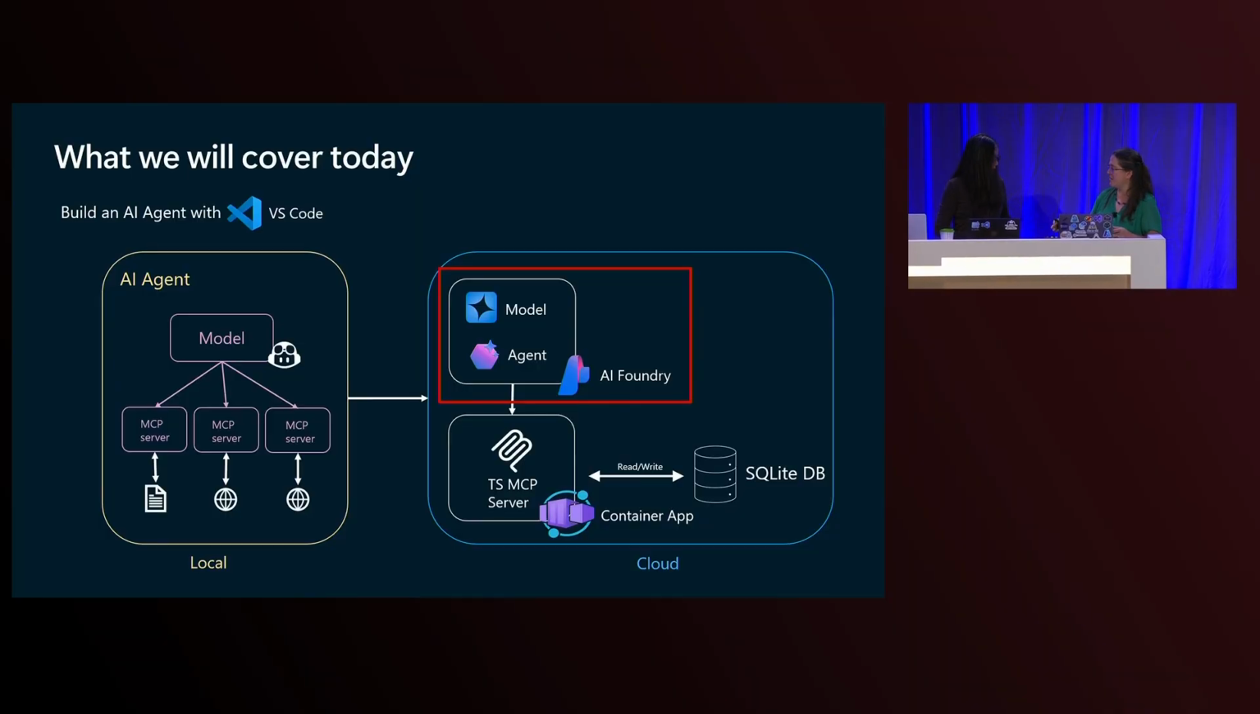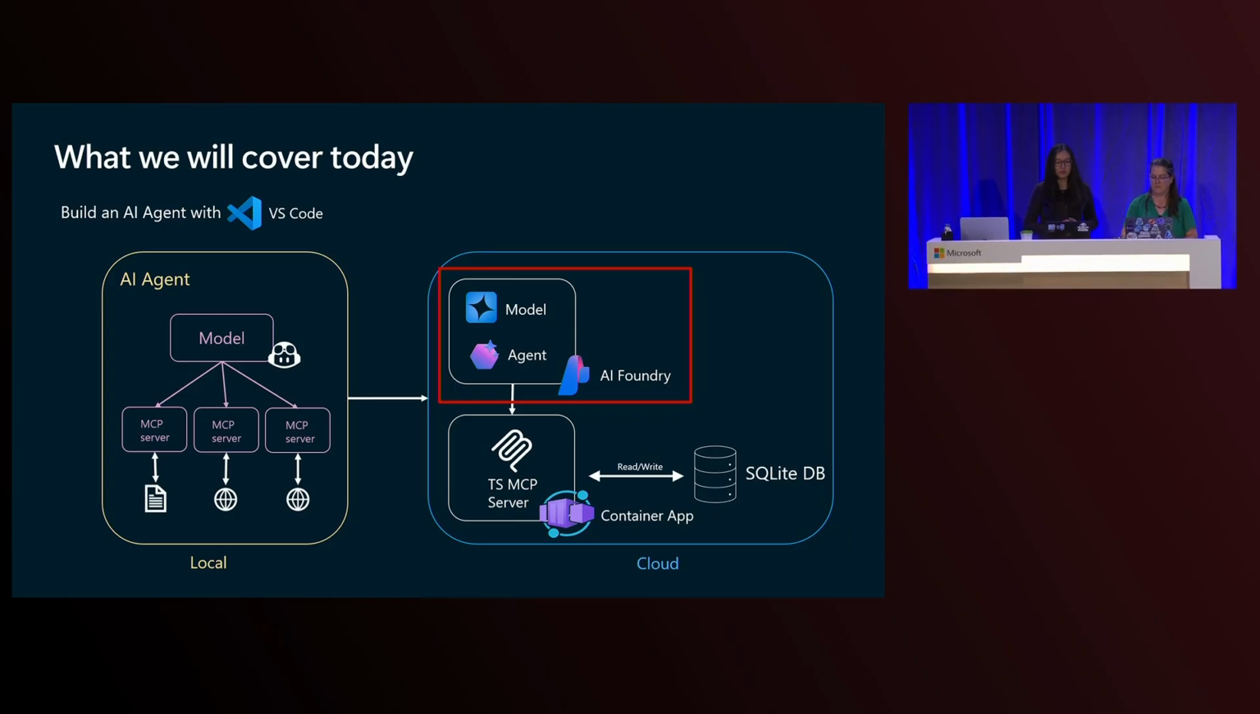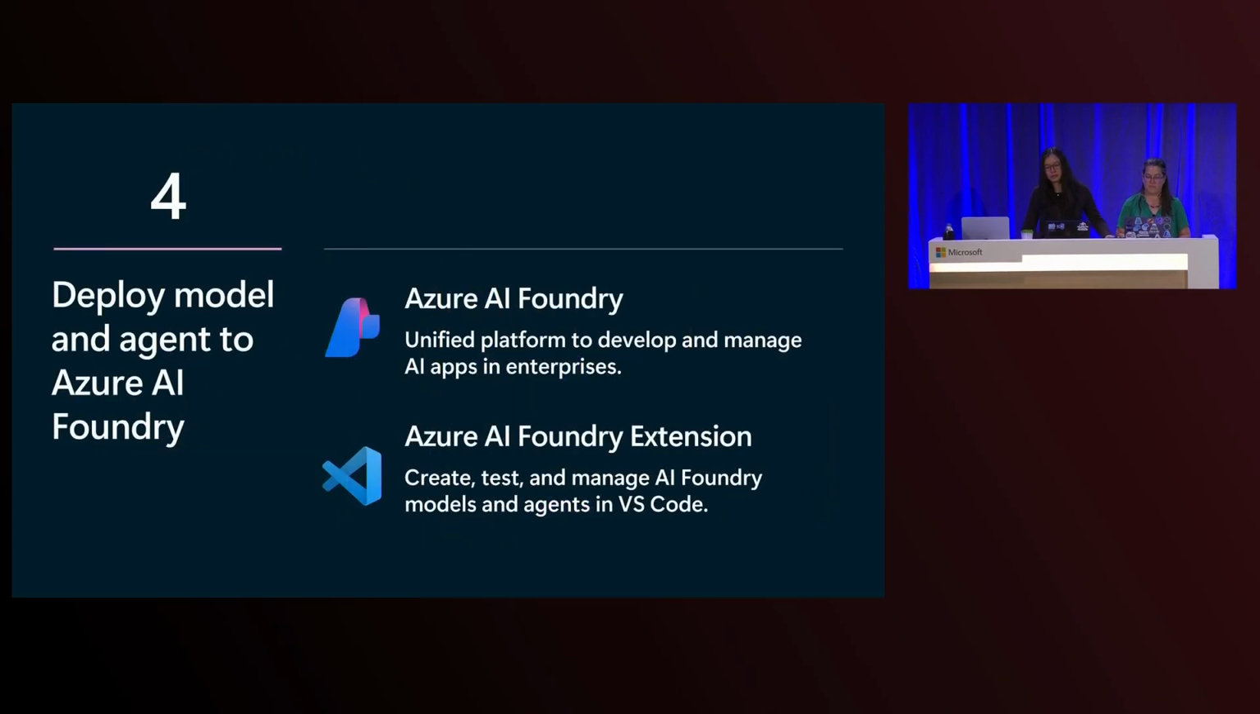All right, now Rong, back to you. All right. Yeah, finally, we are going to move the model and agent into AI Foundry. So AI Foundry is a unified and very secure platform to develop and manage AI agents and applications at enterprise scale. So we're going to look at how we're going to work with that service from within VS Code by using the Foundry extension. All right, so let's move over to my machine.